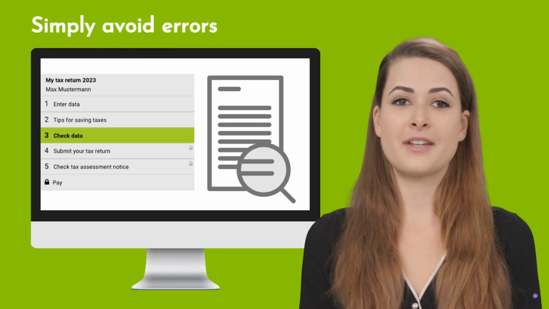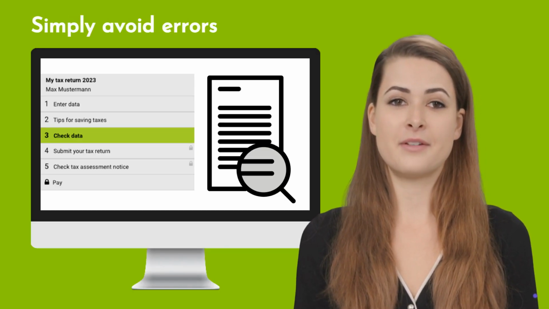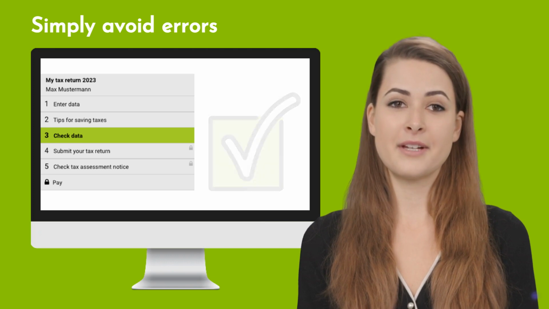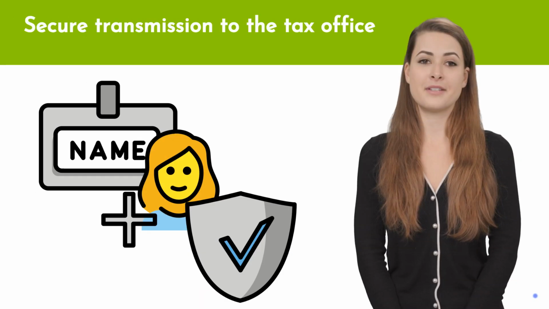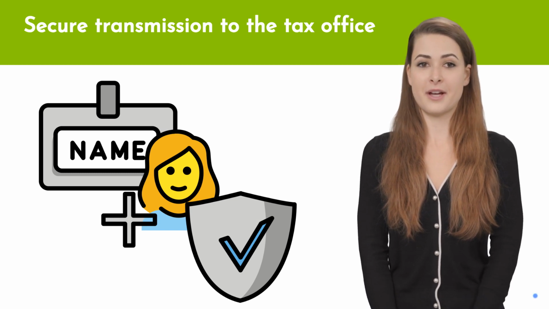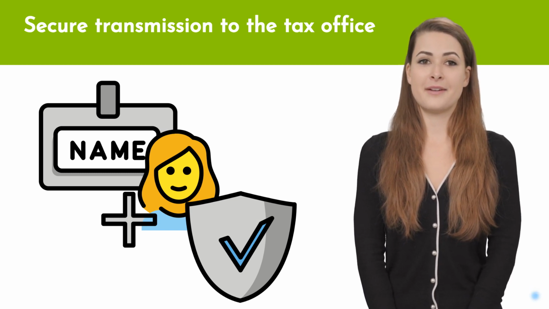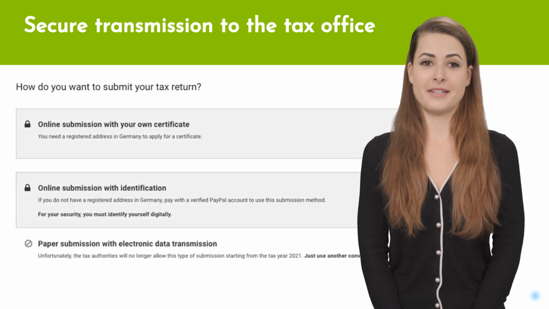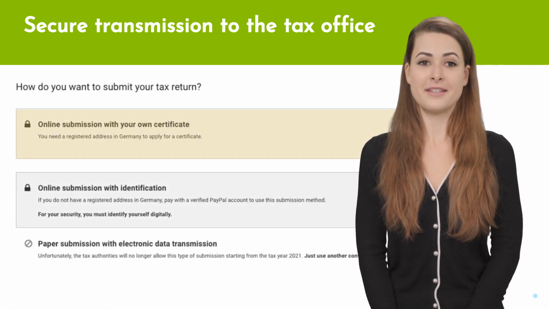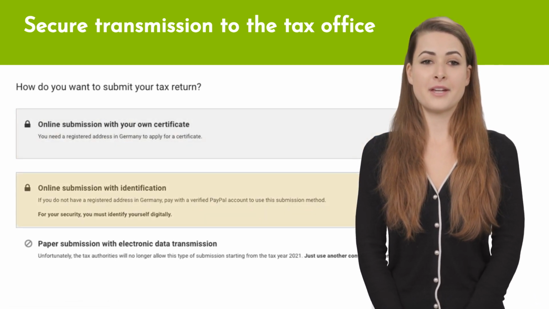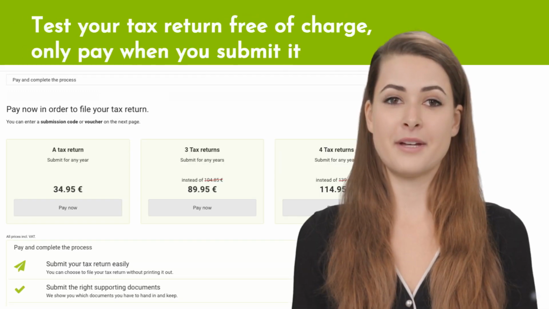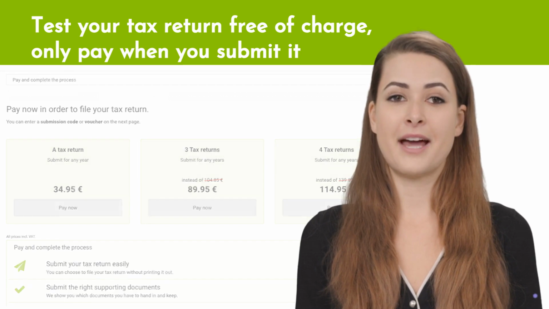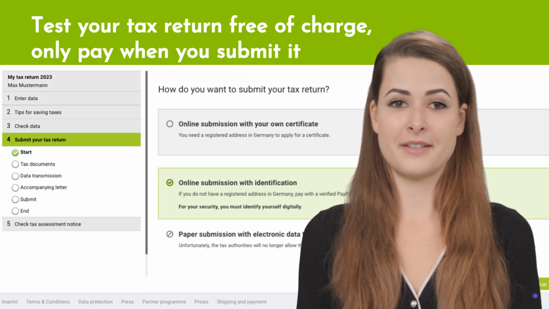During the final data check, Lohnsteuer Compact checks whether your entries are correct so that your data can be transmitted electronically. To submit your tax return, you have to identify yourself for your security. This can be done either with your own Lohnsteuer certificate or you can identify yourself via Lohnsteuer Compact. Once payment has been made, you can submit your tax return online to the tax office.